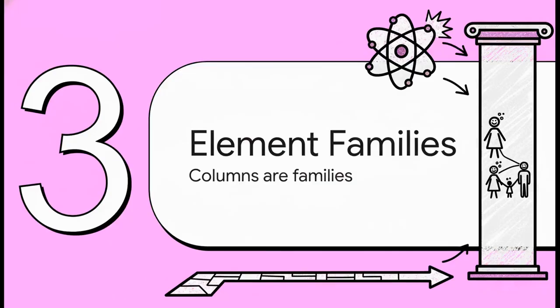All right, let's zoom in even closer. If the whole table is a map, then the vertical columns, the groups, are kind of like families. And everybody living in the same column shares one crucial family trait, the number of electrons they have in their outermost shell. We call those valence electrons. And that one number, it basically dictates their entire personality.